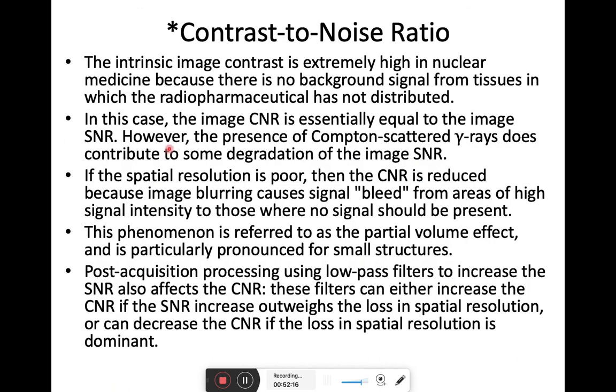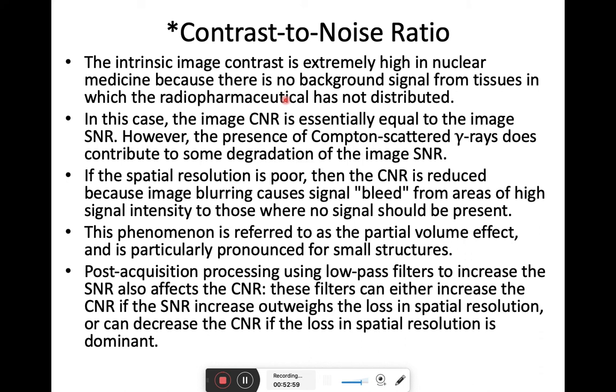Speaking of the SNR, we know that the SNR is high in NMI images, but the spatial resolution is low. Why is there a high SNR in NMI? Because there is no background signal from tissues. We are only targeting a specific organ or specific area within the body, so the radioactive tracer is not distributed to other parts that are not of interest.